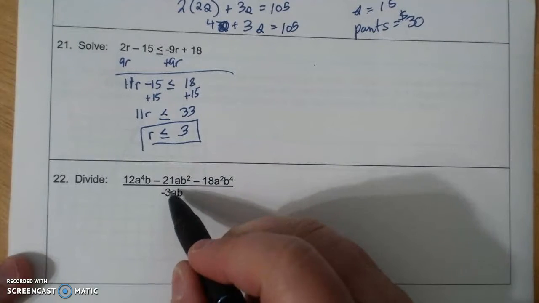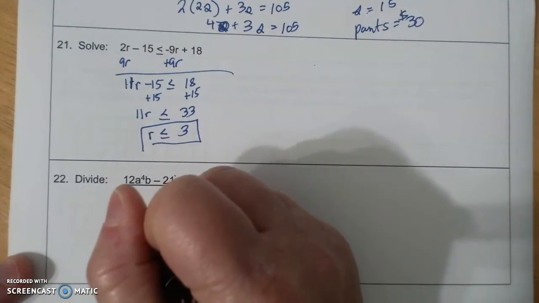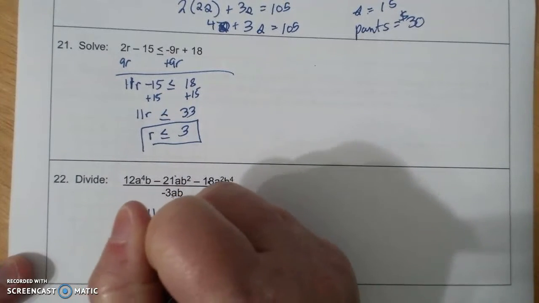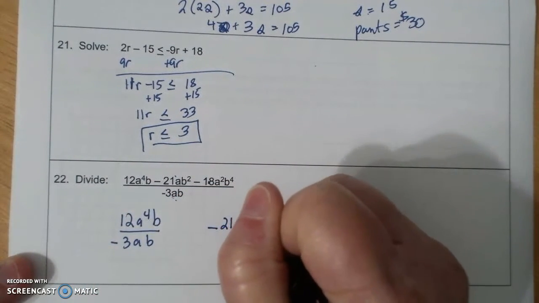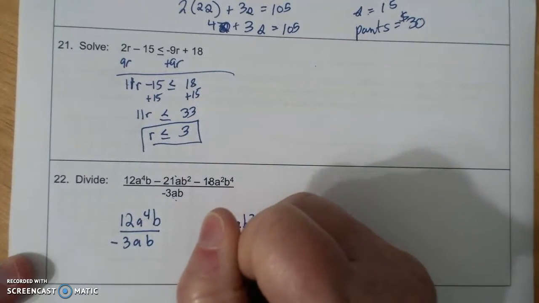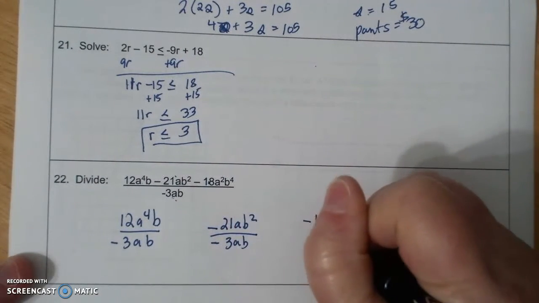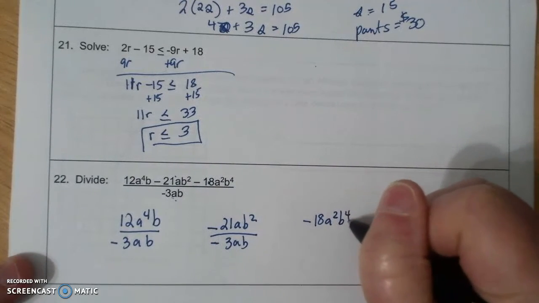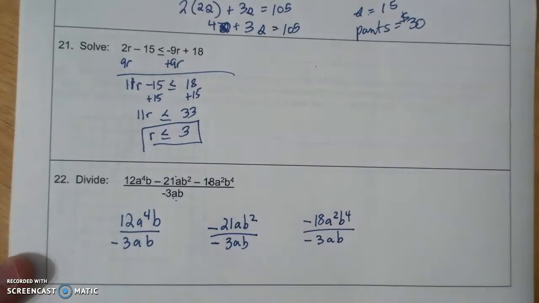Divide, which means this goes to here, this goes to here, this goes to here. So 12a^4b over negative 3ab minus 21ab^2 over negative 3ab minus 18a^2b^4 over negative 3ab.